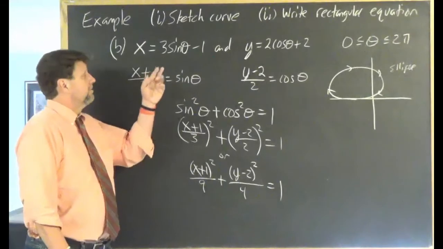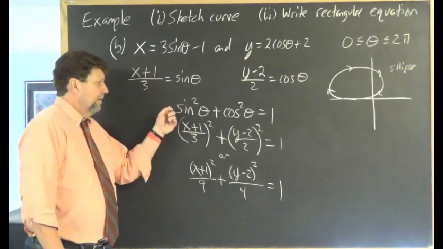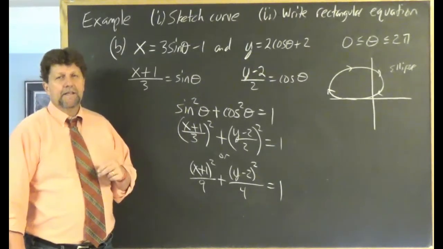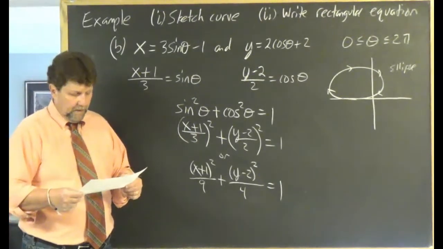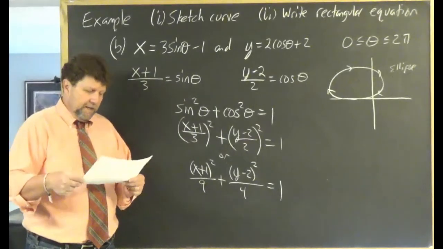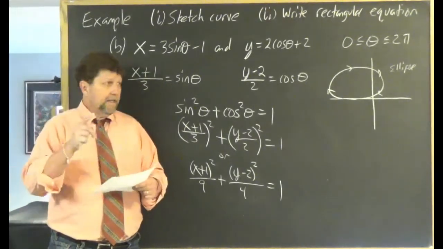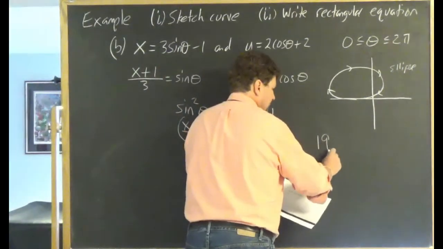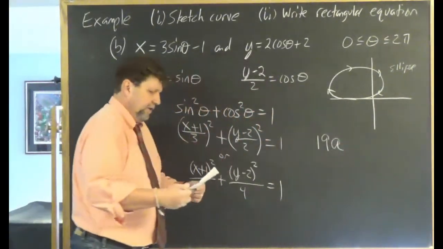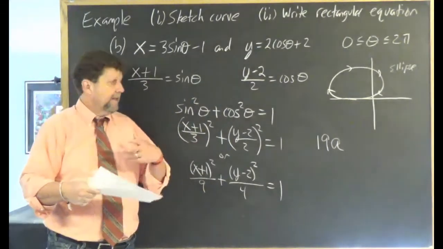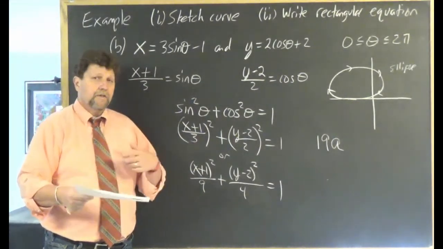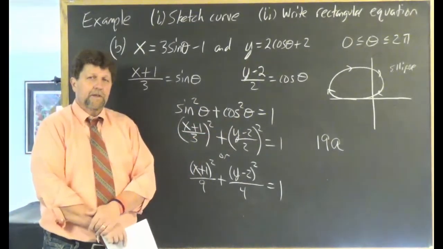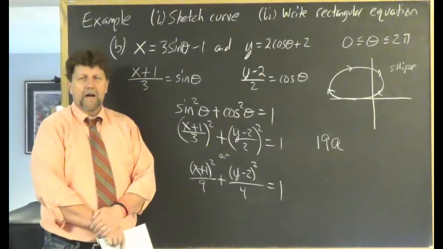But notice in eliminating the parameter, we went back to one of the most basic trig identities to help us. So to give you a little bit more practice here on just eliminating the parameter, in section 12.1, the exercises, I'd like you to do number 19, part A. That's just eliminating the parameter. So pause the video, go do 19A. When you're done, restart the video. We'll see if you have it correct.